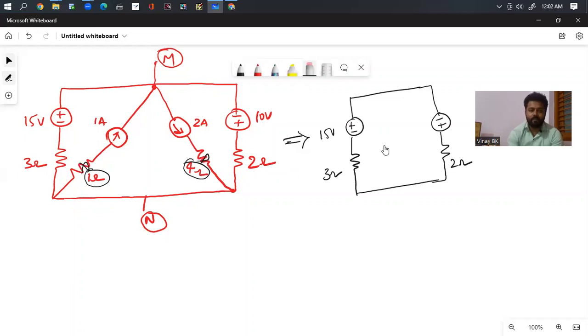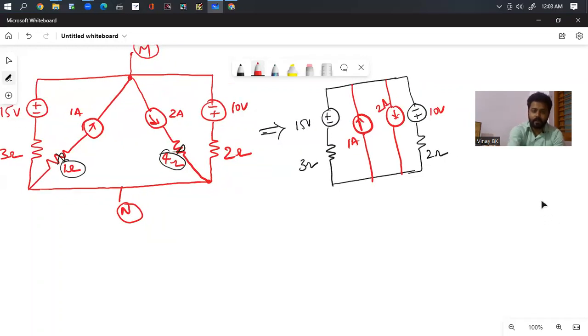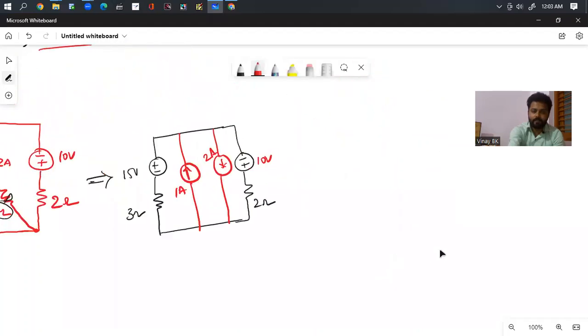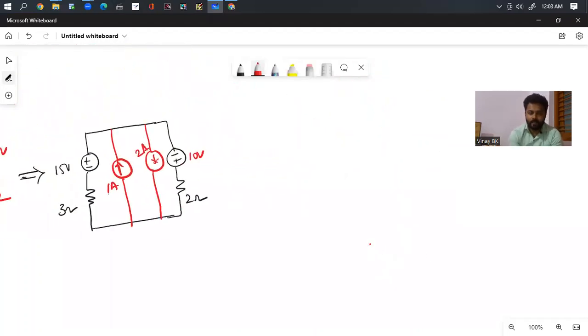By applying that rule, you can rewrite this circuit like this: 1 ampere is flowing upward. Similarly, 2 amperes is flowing downward. Then we have 10 volts and 2 ohm. So it is very simple now. Reduce this network. I'll rewrite again: 15 volts and 3 ohm.